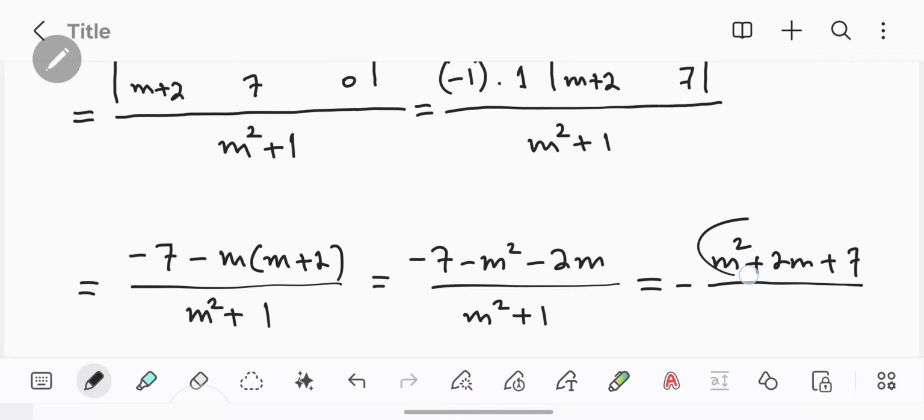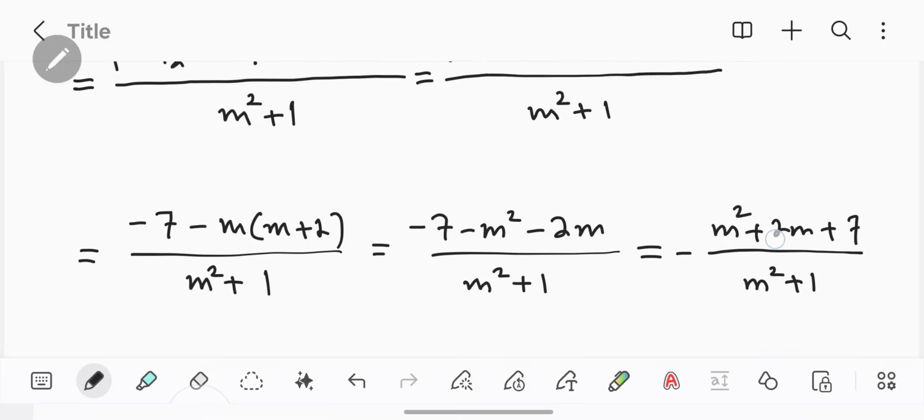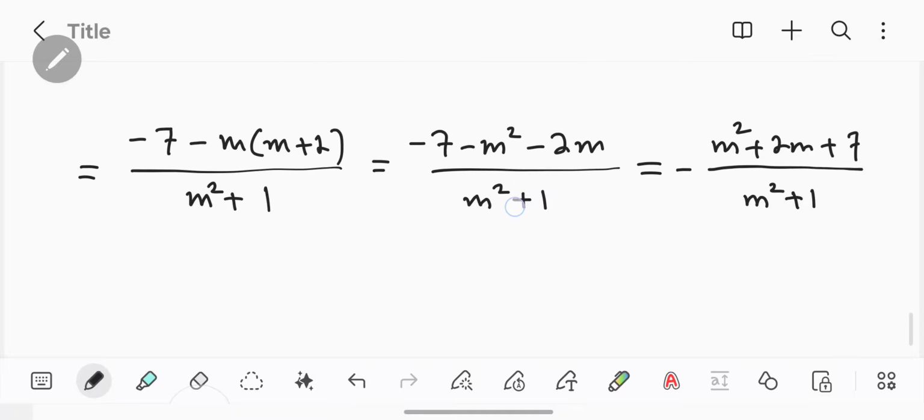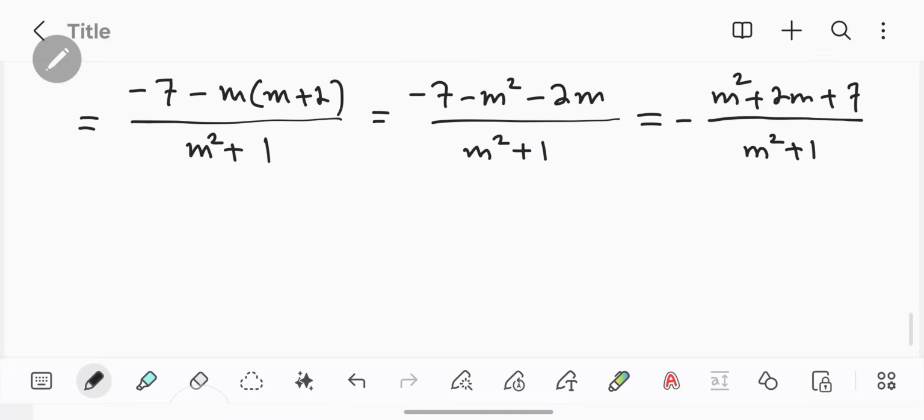Why am I writing plus everywhere? Because minus is common among all of these terms, so I took minus common and wrote plus everywhere inside. So this is z. Okay, so I have found x, y, and z.